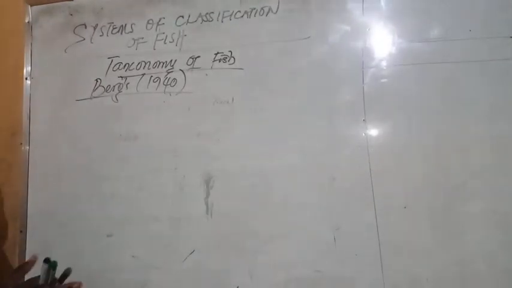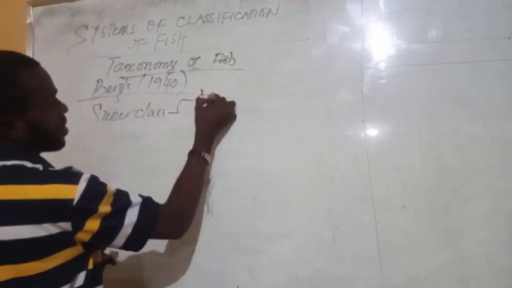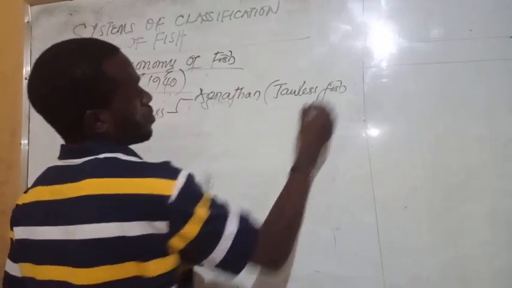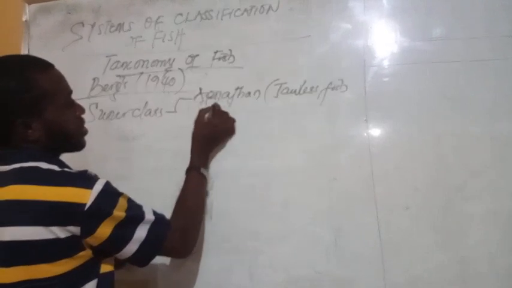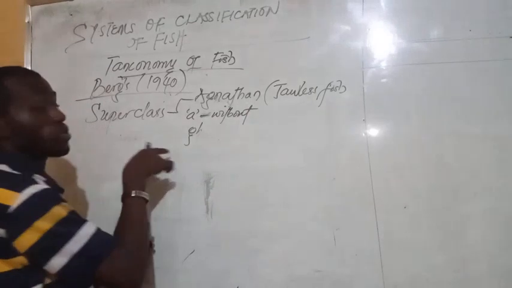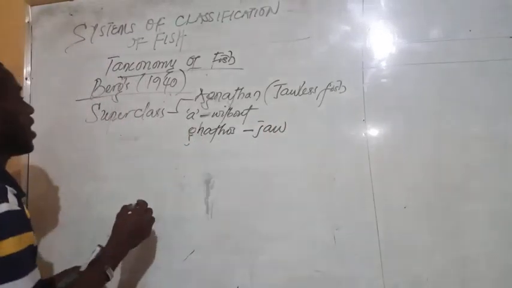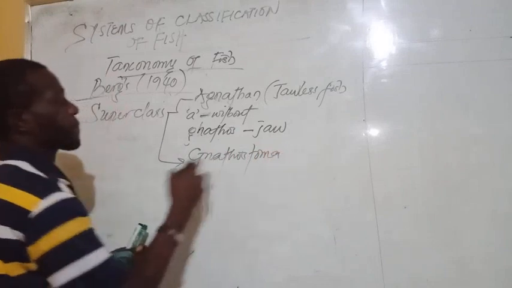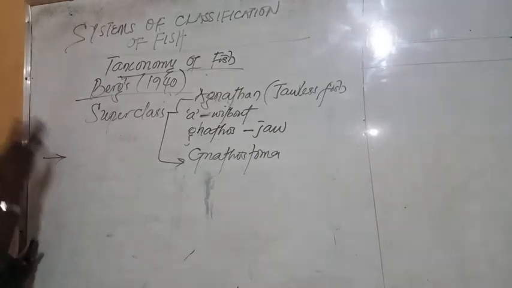We have basically two superclasses of fish. They are the superclass Agnatha, the Agnathans, meaning the jawless fishes, to which the lampreys and the hagfishes belong. The word "a" means without, and "nathos," the Greek word from which this is gotten, means jaw, so that is without jaw. And then the second superclass of fish is Gnathostomata.